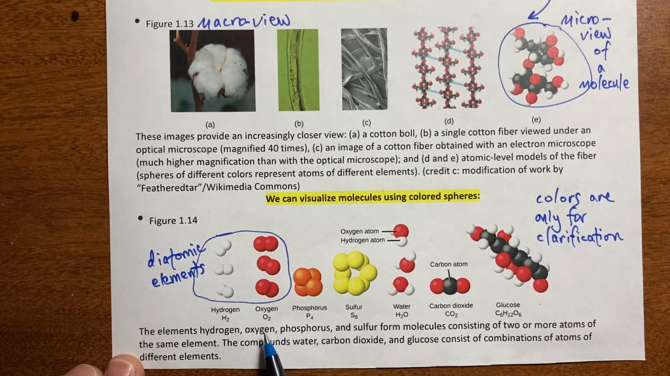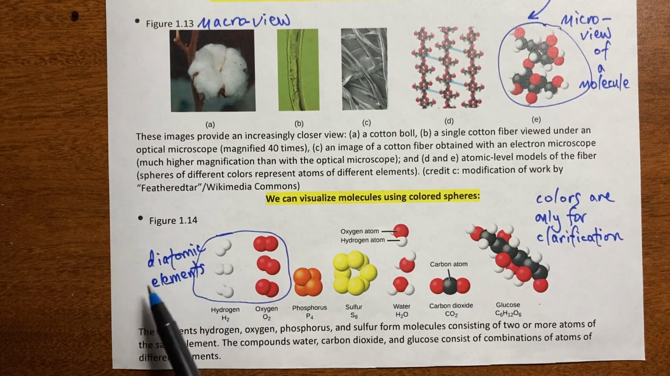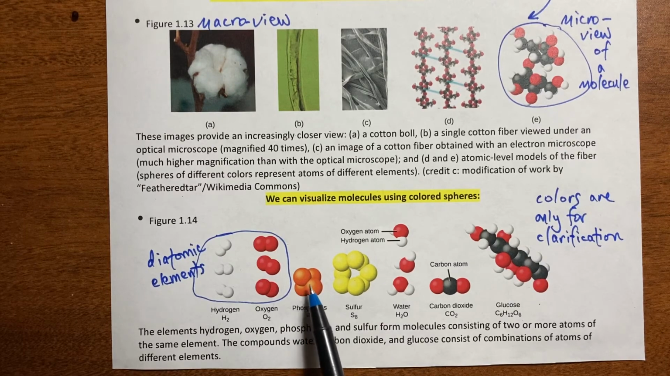Oxygen, the oxygen we breathe, is O2. The subscript 2 means there's two oxygen atoms bonded together. We call those diatomic elements. The prefix di means two atoms. Phosphorus is made up of repeating units of 4 phosphorus atoms. Sulfur is made up of a repeating unit of 8 sulfur atoms in a ring.